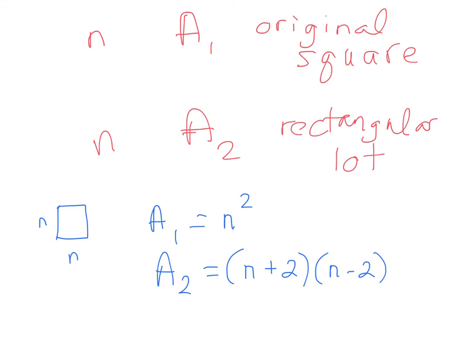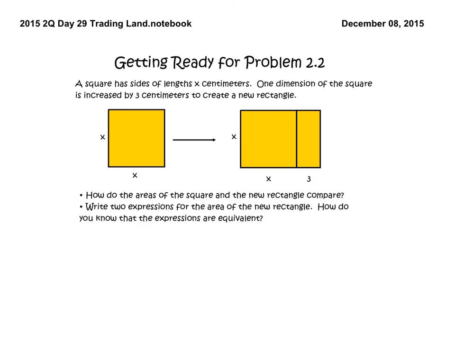Last thing I want to talk about, I want to talk about where we're going with tomorrow's class after we talk about 2.1. So I want you to look at the lovely square I have on the left-hand side, sort of similar to what we just talked about, except this one has a dimension of x instead of n. If we were just to create an extension on one of the dimensions, so x plus 3 on one of the dimensions, you see the picture to the right, okay?